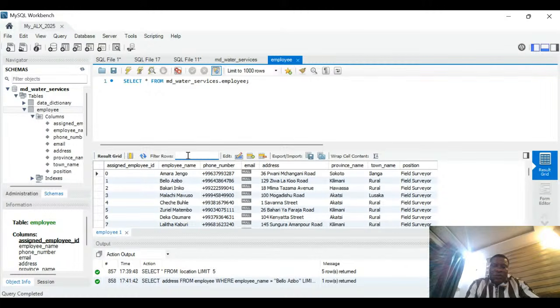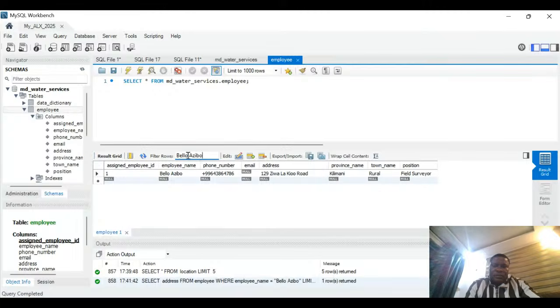I can put Bello Azibo over here and let me see what happens. You can see when I search for Bello Azibo, it gave me this particular address. So it means that our query is actually effective. So that resolves our question number one.